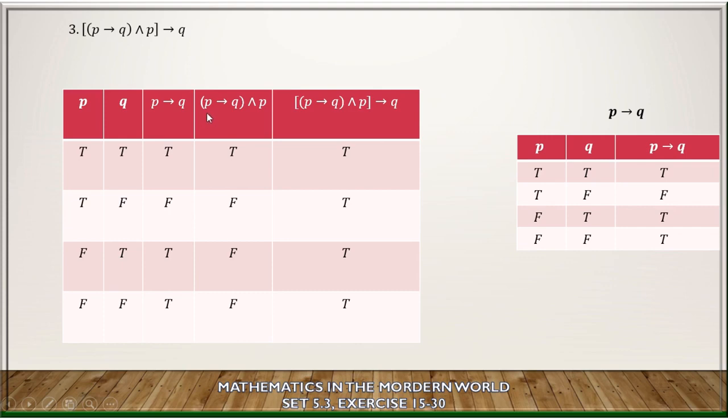And for the conjunction of if P then Q and P, this true, true is true, false, true is false, true, false is false, true, false is false. So the conditional of the conjunction of if P then Q and P then Q. So true, true is true. False, false is true. False, true is true. False, false is true. So in this table, all are true. It's true to all the values.